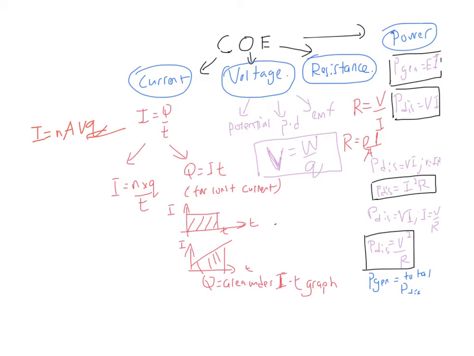But in this equation, you must be very careful that the N here and the N here don't represent the same thing. The N here represents the number of charged particles, like for example, the number of electrons. But in this formula, I equals NAVQ, the N here represents number density, which is the number of charged particles per unit volume. There's a per unit volume there. I will come to how to use this formula in the next slide.